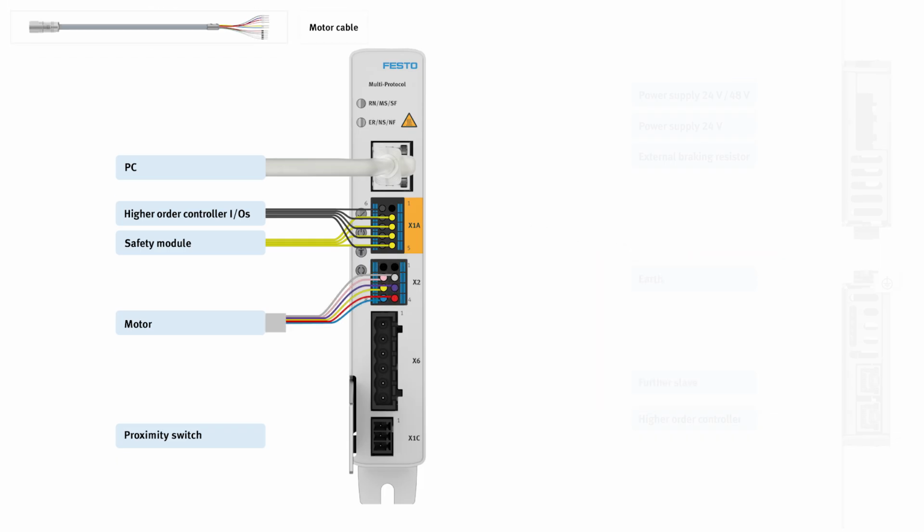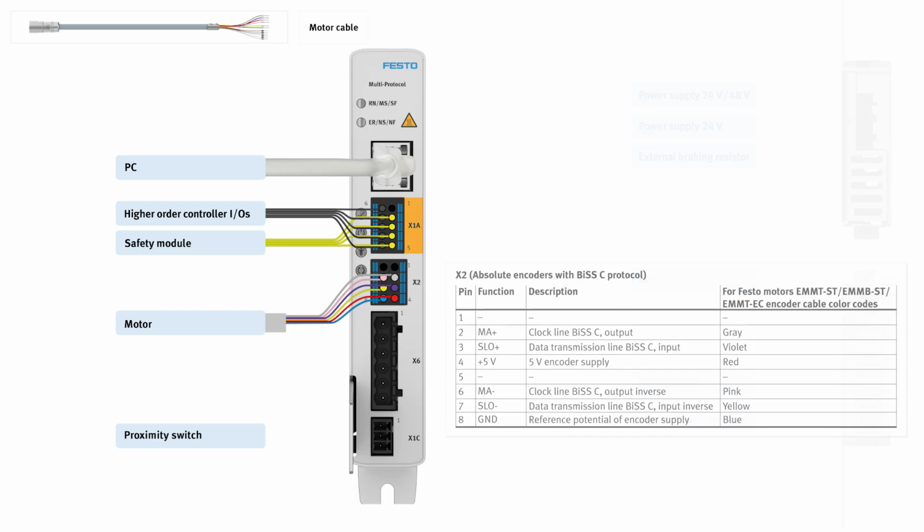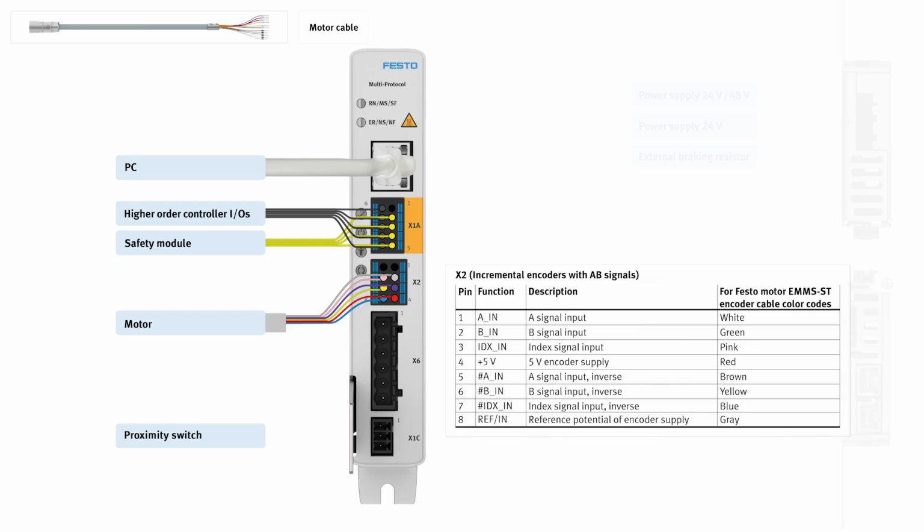Motor encoder to CMMT-ST-X2 port via motor cable. If an absolute encoder with BIS-SC protocol is used, here are the pinout details for the connection. If a motor with an incremental encoder is used, here are the pinout details for the connection.